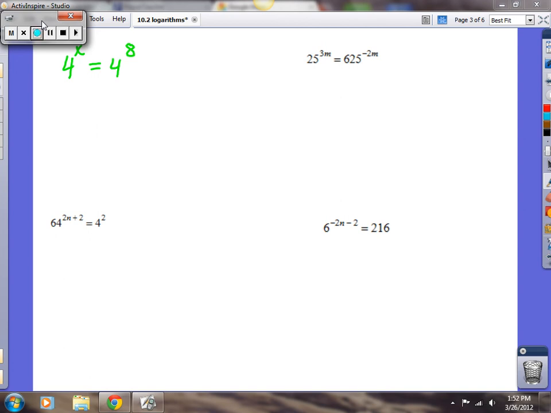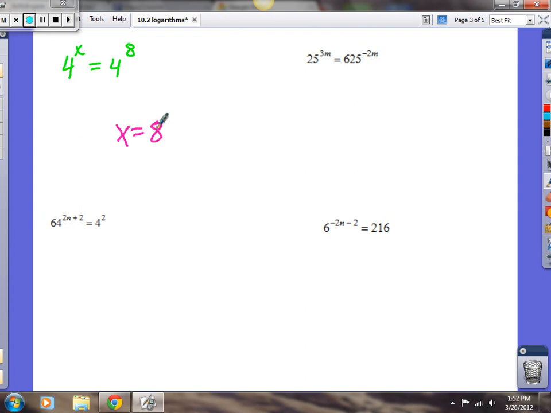Okay, look at this, Thomas. 4 to the x equals 4 to the 8th. That's false. Wait, what's the answer? Why is the answer 8? Because it's like equals the other. Why can it not equal anything but 8?